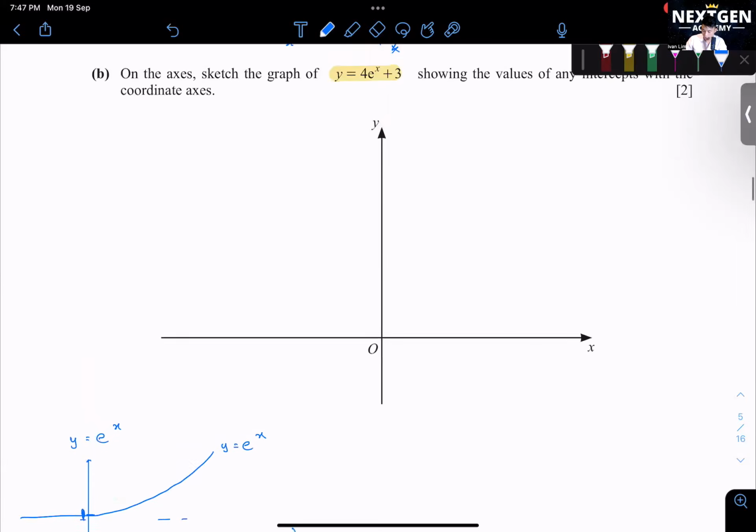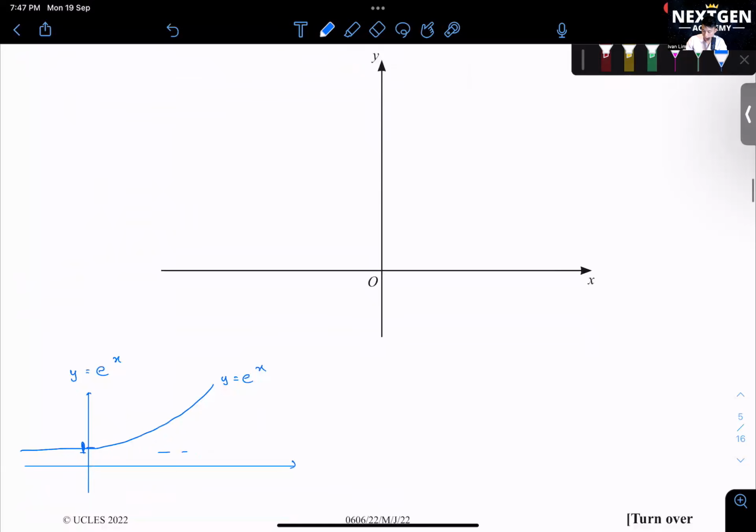So how would it affect the 4e to the power x plus 3? If I were to explain one step at a time, 4e to the power x, the logic is the same as how you do your sine, cos, and tangent graphs. You multiply the whole equation by 4, which will affect the amplitude. So you multiply it by 4, and this one will be 4. But your asymptote is still at 0.